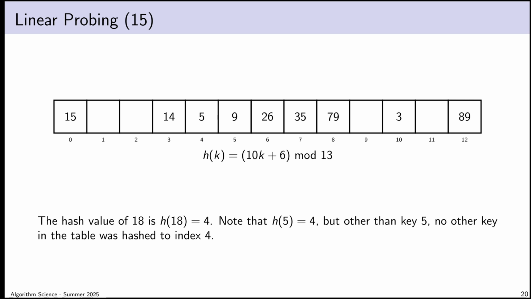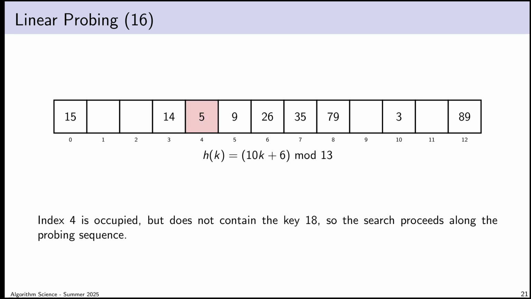So the hash value for 18 is 4. And what I want to observe here is that h(5) is equal to 4. So there is something already in index 4. It's key 5. And that's because 5 actually hashed into index 4. But none of the other elements of the table have collisions with key 18. That is, the only 2 keys in this table right now that hash to 4 are 18 and 5. All of the other keys we're about to see did not hash to index 4.